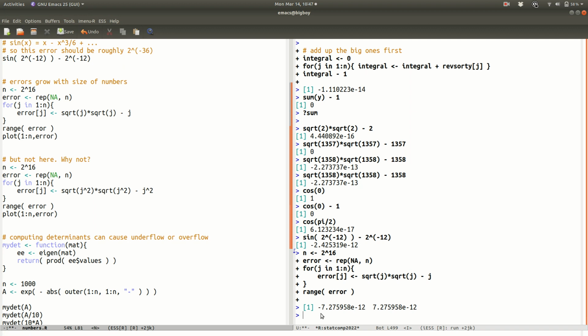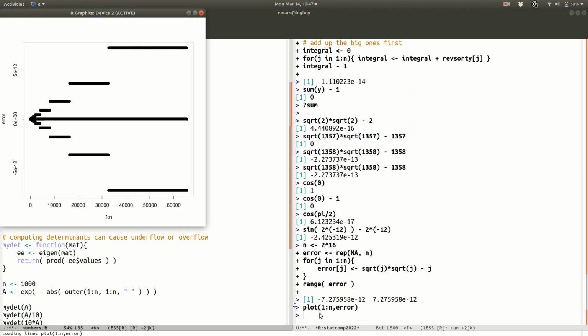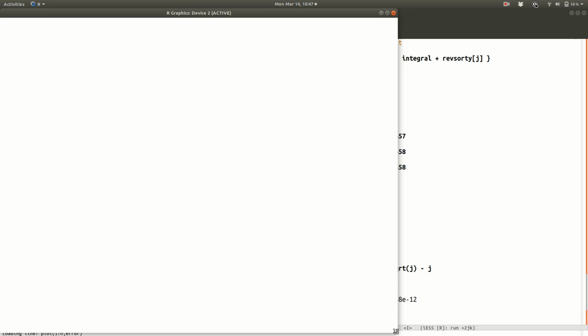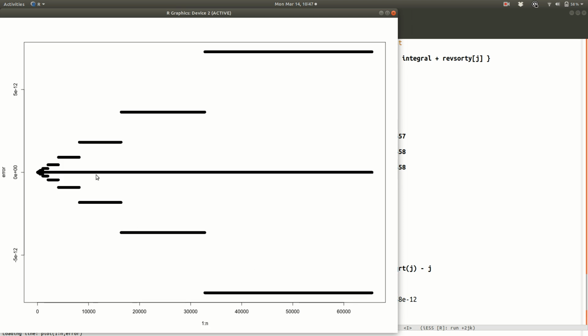And what I'm going to do is plot the error as a function of j. And this is what it looks like. So sometimes it gets lucky and gets an error of exactly 0. But in general, when it misses, the size of the error increases with j.